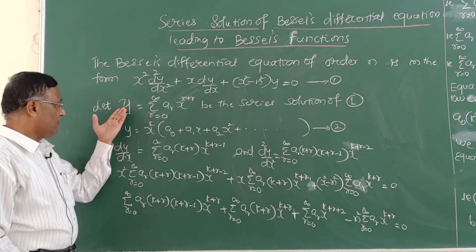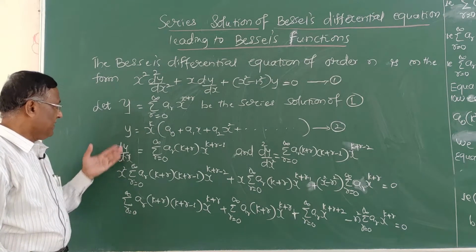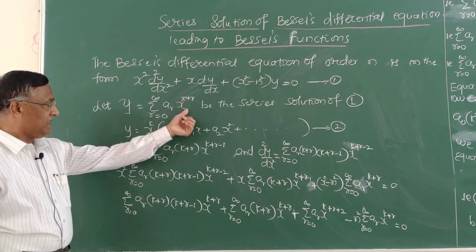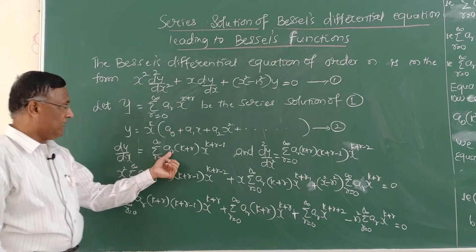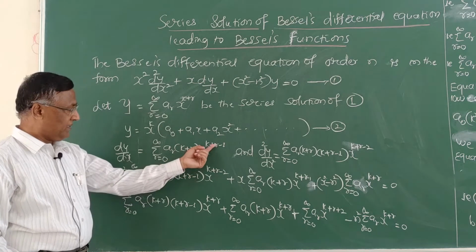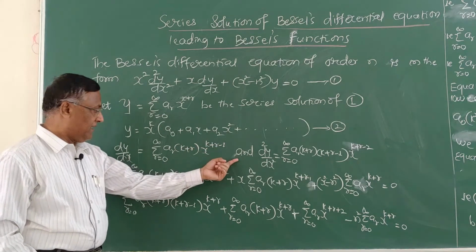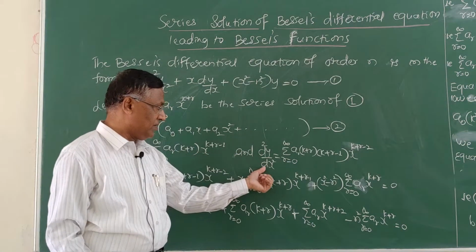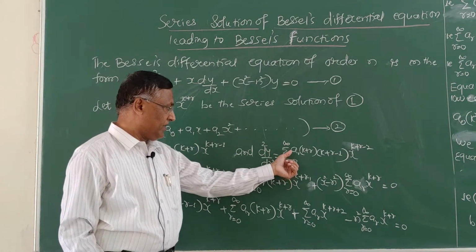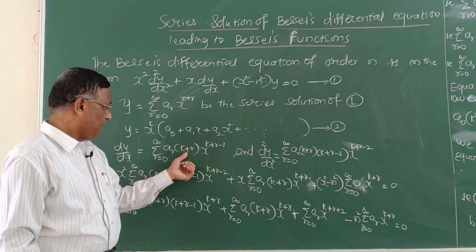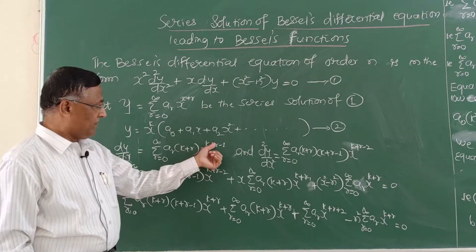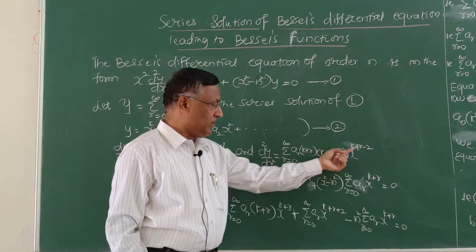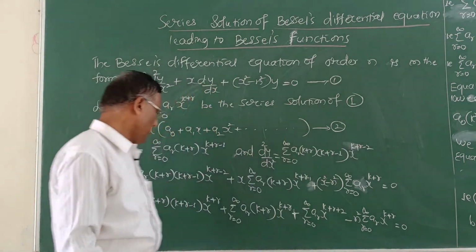Then differentiate this y with respect to x, we get dy by dx equal to differentiation of this ar x raised to k plus r is ar into (k plus r) into x raised to k plus r minus 1, and again differentiate dy by dx gives us d square y by dx square equal to summation from r equal to 0 to infinity ar into (k plus r) into the differentiation of x raised to k plus r minus 1, which is (k plus r minus 1) into x raised to k plus r minus 2.